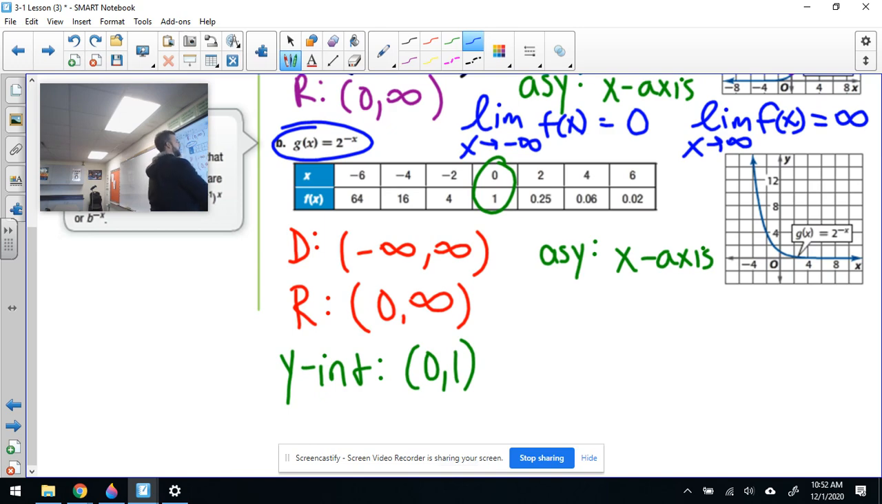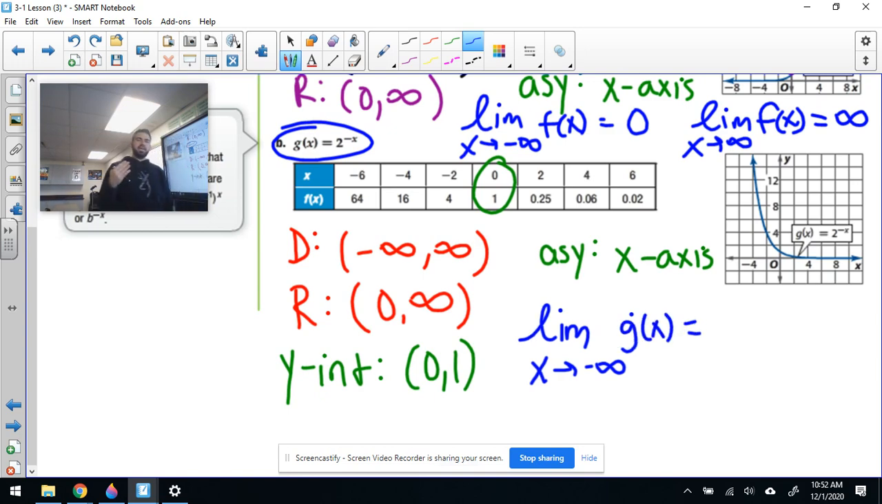We can also, again, look at our limits. Now this is where it's going to be a little bit different. Okay. So as x approaches negative infinity, if we look on our graph, as I'm going this way, my graph continues to go up. So it's actually the opposite. As x goes to negative infinity, g of x is going to go to positive infinity.